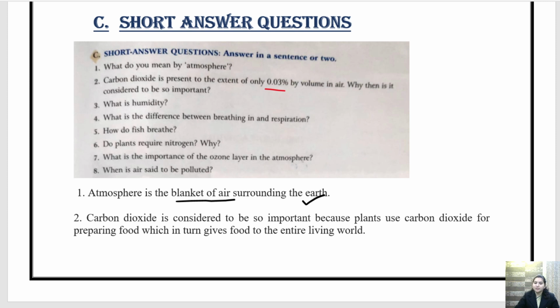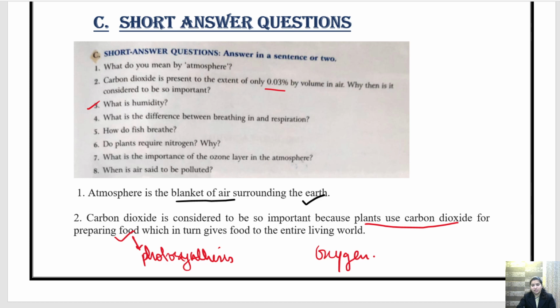So why is carbon dioxide important? Carbon dioxide is considered to be so important because plants use carbon dioxide for preparing food. The process is known as photosynthesis, which in turn gives food to the entire living world and also oxygen. Clear? So that is why, though carbon dioxide is present in very little amount in the atmosphere, it is very, very important.